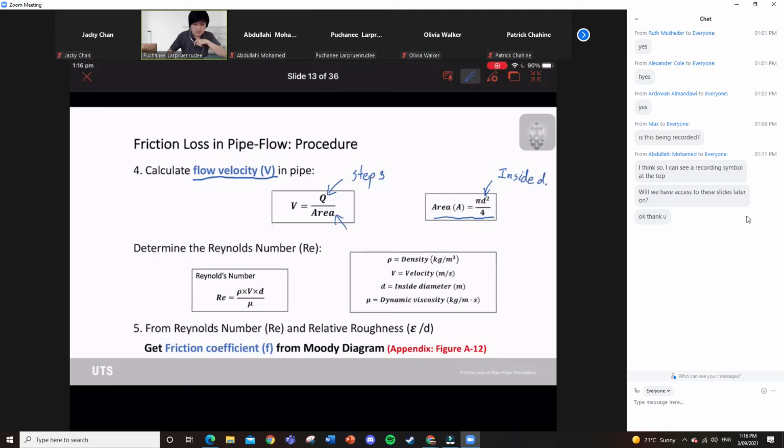And then you need to determine the Reynolds number. Again, Reynolds number will be equal to density rho multiplied by velocity and multiplied by the inside diameter and divided by the dynamic viscosity. So from the Reynolds number and the relative roughness, you will be able to find the friction coefficient F from Moody diagram. You can see the Moody diagram in the appendix, figure A12.